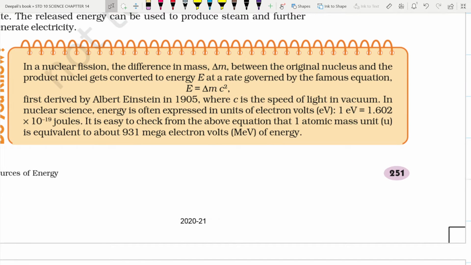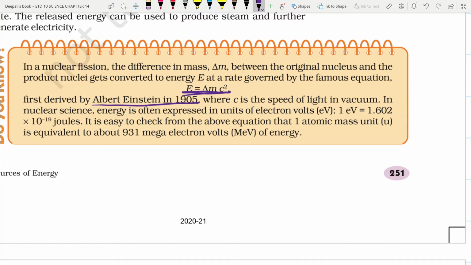In nuclear fission, the difference in mass, delta m, between the original nucleus and the product nuclei gets converted to energy E at a rate governed by the famous equation E = delta m c squared, first derived by Albert Einstein in 1905, where c is the speed of light in vacuum.